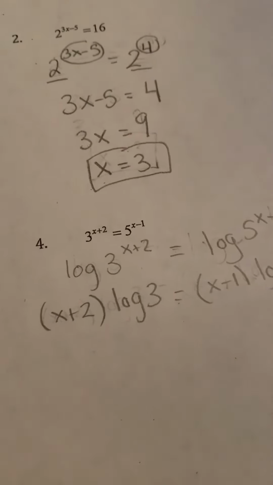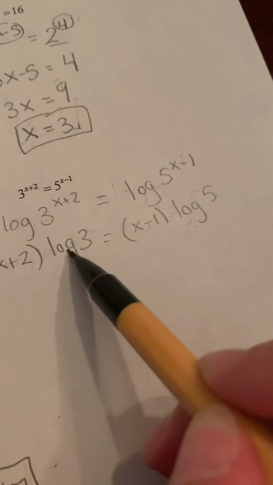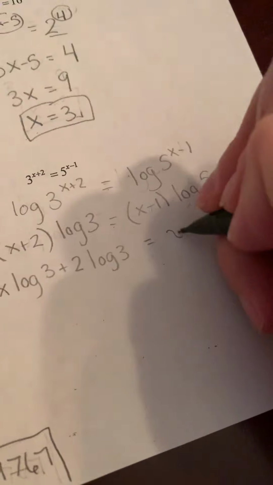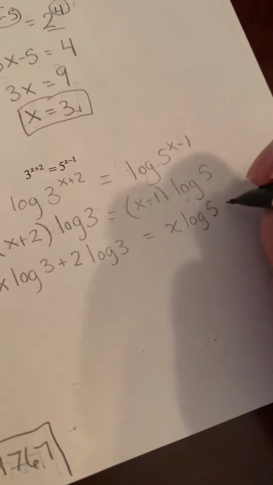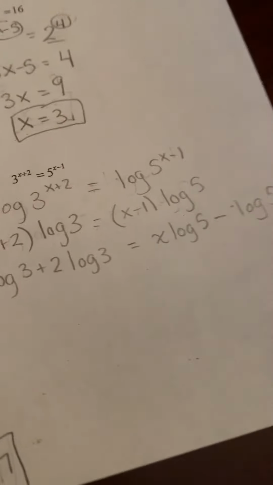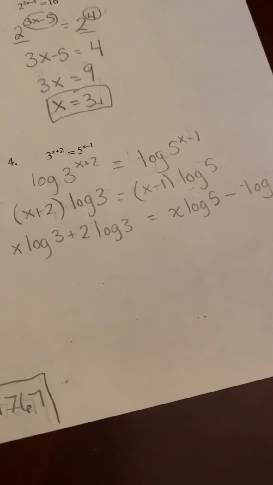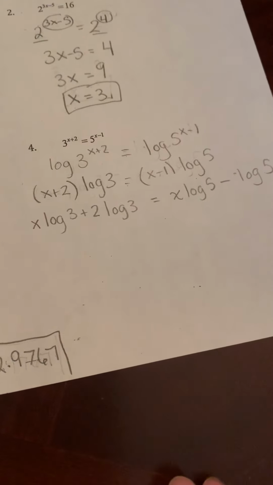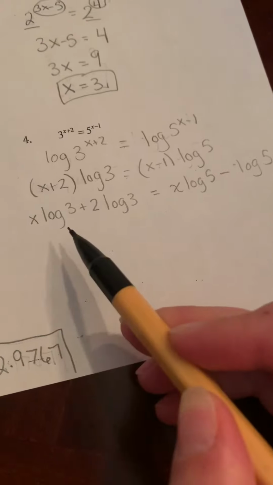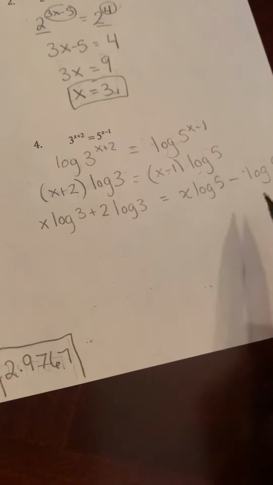From there, I'm going to distribute. I'm going to distribute this log 3 to both values in my parentheses. So we have x log 3 plus 2 log 3. Same thing here. Distribute x log 5 minus 1 log 5, or just minus log 5. Okay? Now we'll get our variables to one side and anything without variables to the other. So I'm going to bring this quantity to the left and the 2 log 3 to the right.